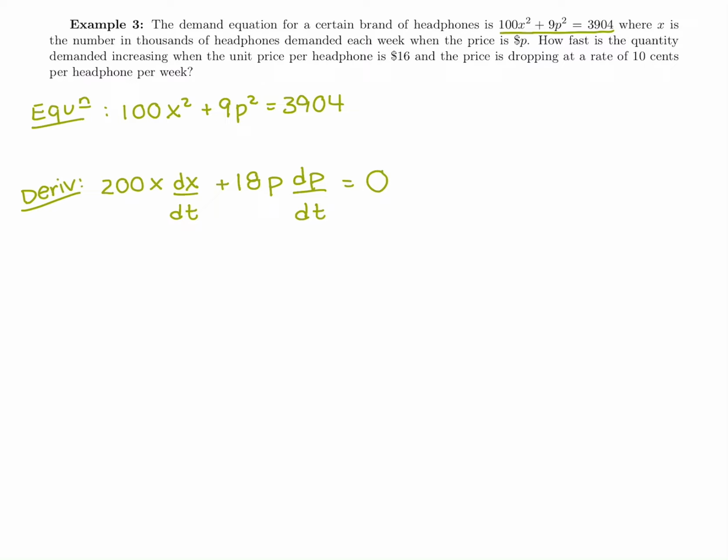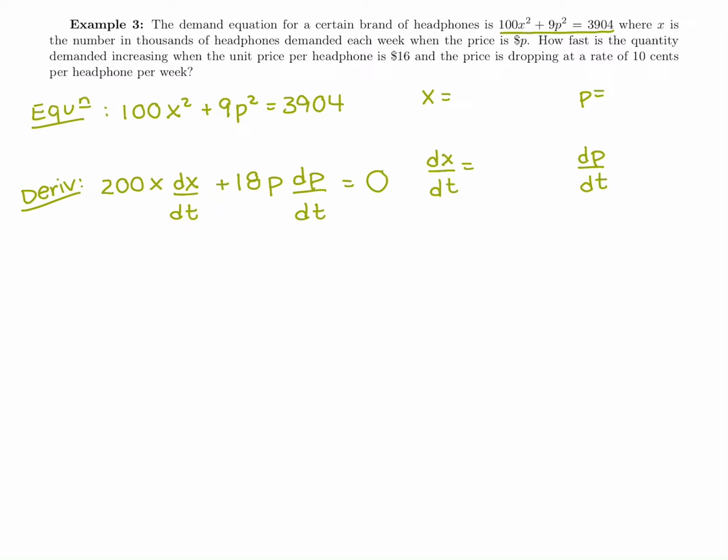But we're also going to have to figure out what numbers were given and where they go. So I'm going to make my little variable cheat sheet off to the side. This equation, 100x squared plus 9p squared, has x's and p's. So I'm going to get an x equals, a p equals, and then their respective derivatives with respect to time, so we're going to have a dx/dt and a dp/dt. And I'm going to pay attention to what the units say.